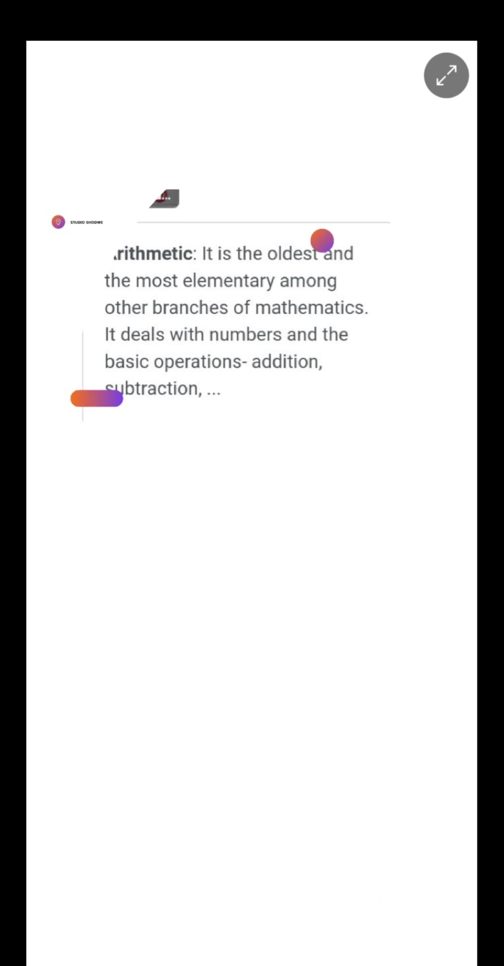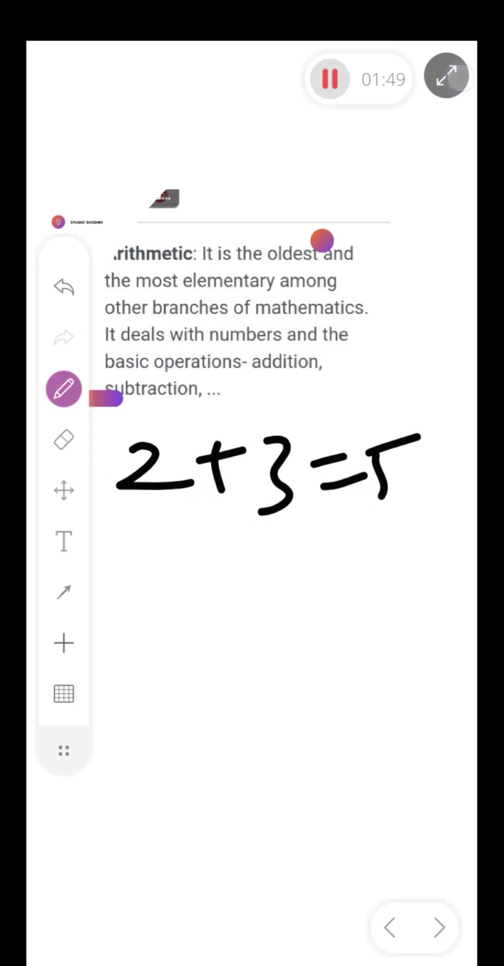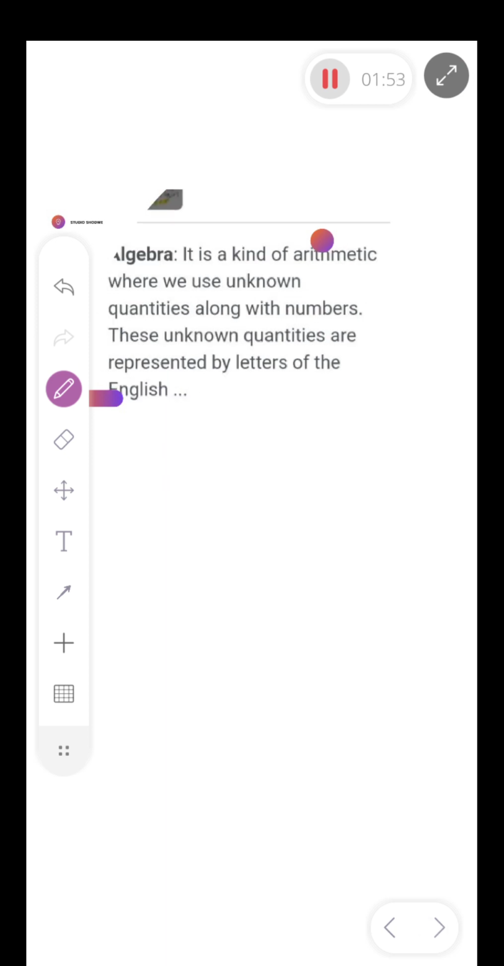Maybe, for example, you can say 2 plus 3 is equal to 5. So all these examples are examples of arithmetic. Then the second one we have here is algebra. Algebra is a kind of arithmetic where we use unknown quantities along with numbers. These unknown quantities are represented by letters of the English alphabet.